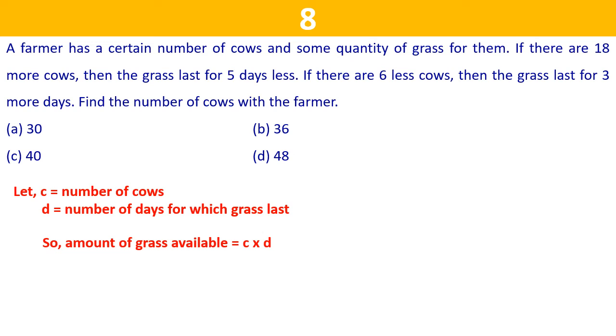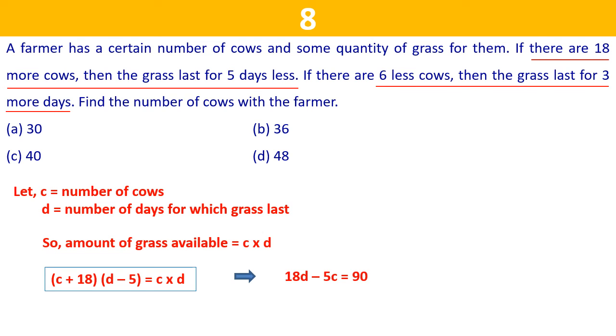Now, what is said in this problem condition? If there are 18 more cows, then the grass lasts for 5 days less. So I will do, if C plus 18, then I need to do D minus 5. So (C plus 18) into (D minus 5) is equal to C into D. That is the quantity of grass available. See, when we increase cows we decrease D, the quantity of grass stays the same, which is further written as 18D minus 5C is equal to 90.